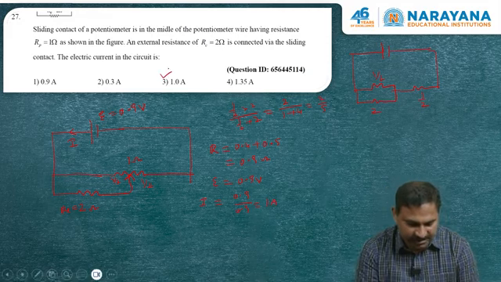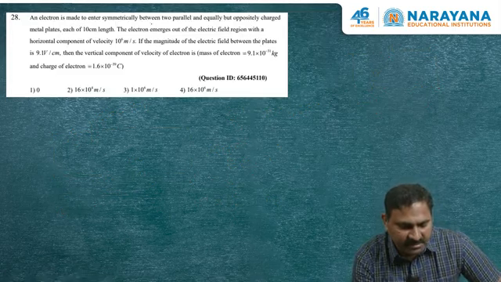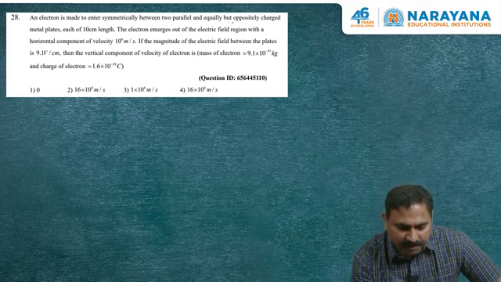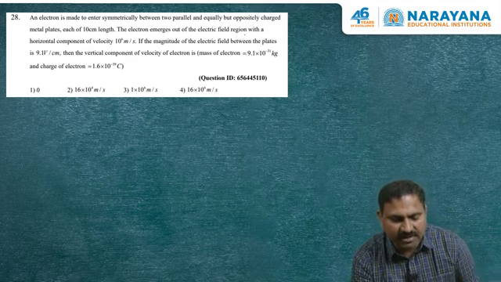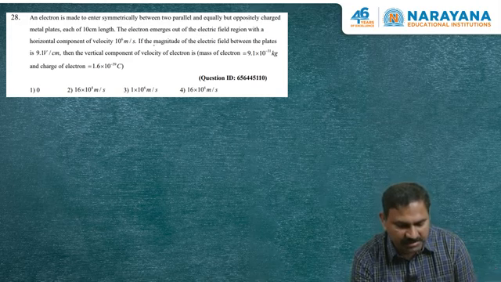Let us go to the next question. An electron is made to enter symmetrically between two parallel and equally but oppositely charged metal plates, each of 10 centimeter length. The electron emerges out of the electric field region with a horizontal component of velocity 10 power 6 meter per second.